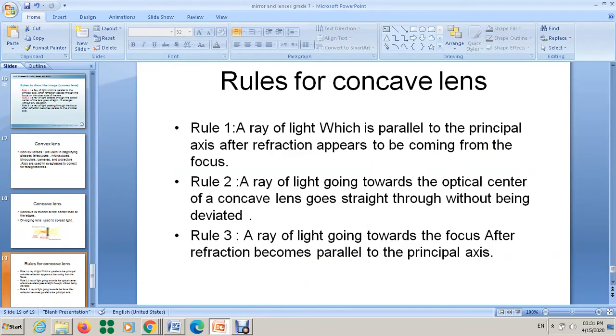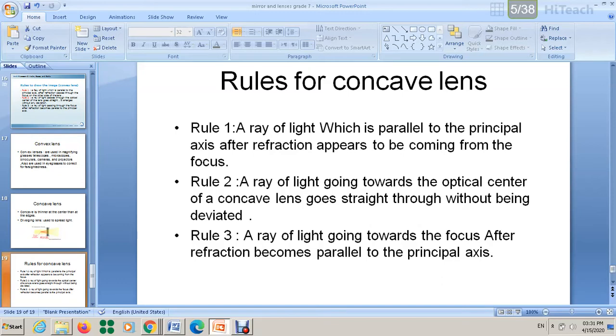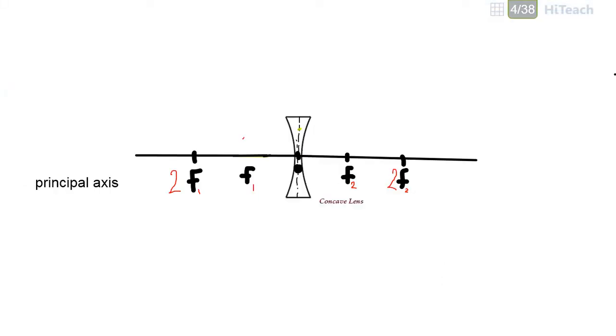Let's move now to rule number 2. Rule number 2: a ray of light going toward the optical center of a concave lens goes straight through without being deviated. The same thing as we mentioned for the convex lens. Let's do it together. Here you have a ray of light, yellow, passing through the optical center. It will not refract. It will not bend. Look at it. So this is the direction. It will continue passing without deviation.